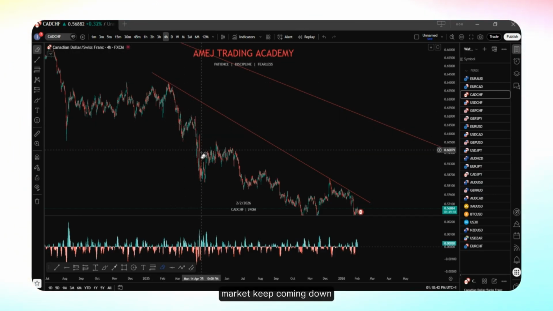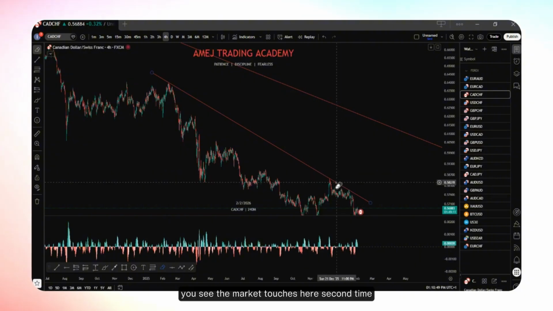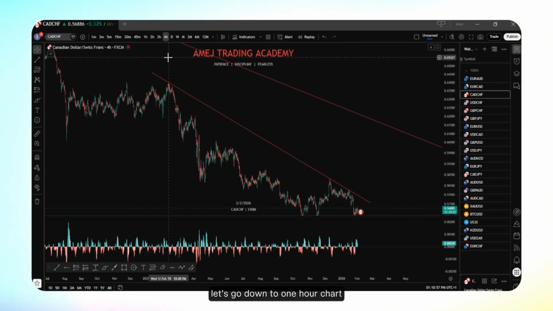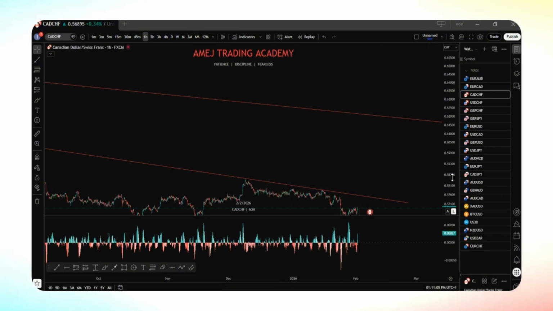Market keeps coming down. Then if you draw your trend line from here, you see the market touches here a second time, even here a third time. So let's go down to the 1-hour chart and see what is happening there before we make a decision.